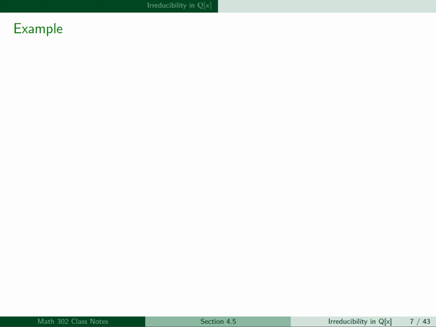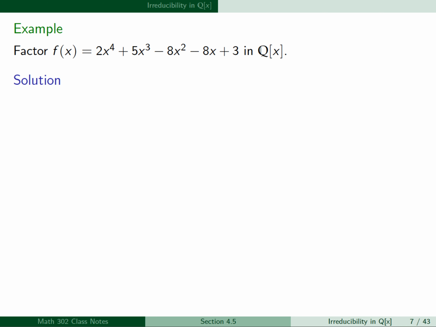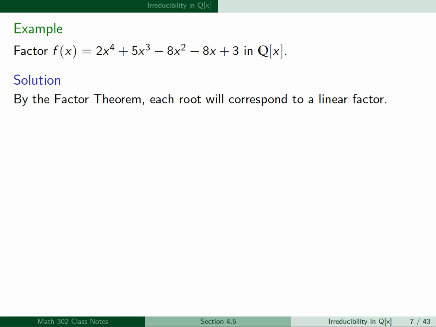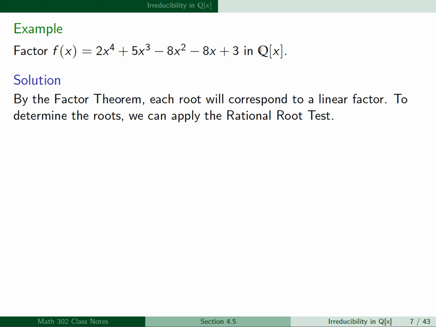For an example, we can use the theorem to factor the polynomial f of x is 2x to the fourth plus 5x cubed minus 8x squared minus 8x plus 3 in Q bracket x. Now, by the factor theorem, each root will correspond to a linear factor. To determine the roots, we can apply the rational root test.